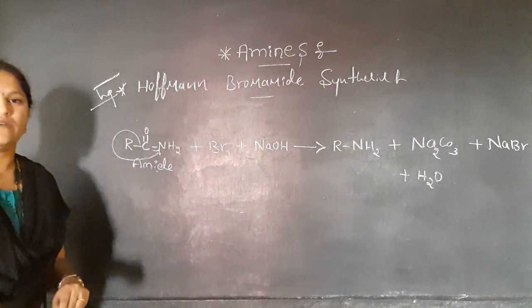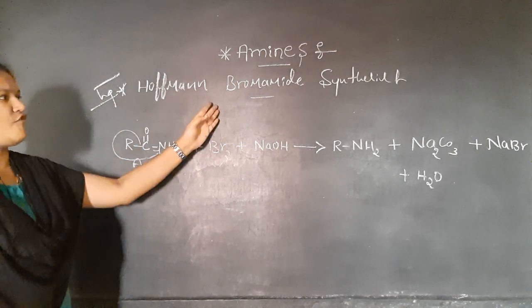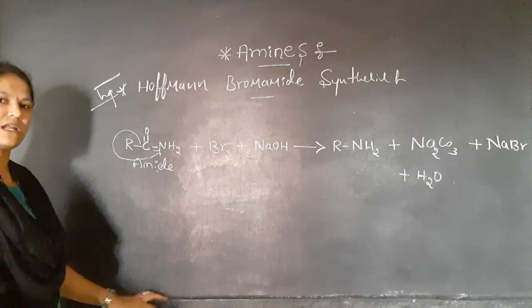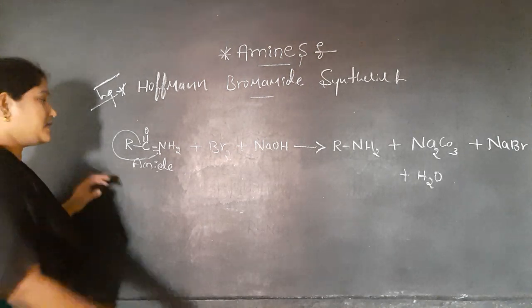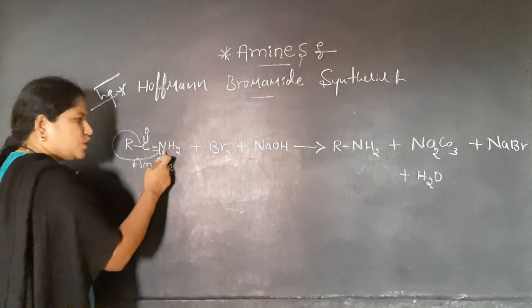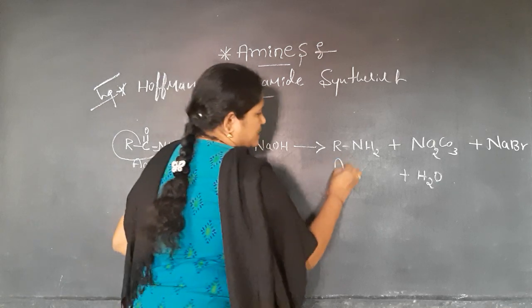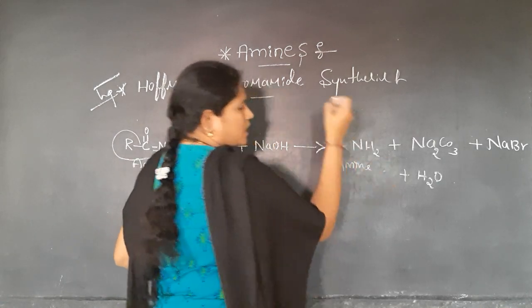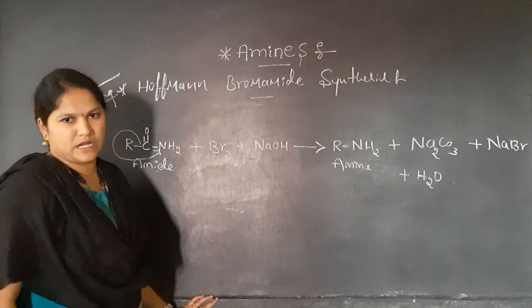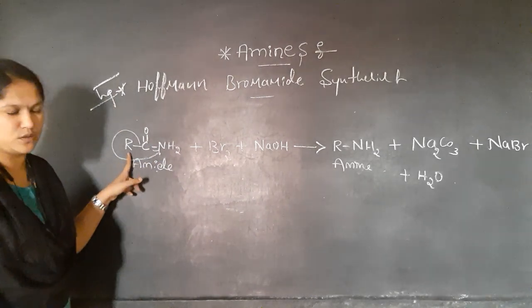So this is how we prepare primary amines from the Hoffmann bromamide synthesis. Secondary and tertiary amines cannot be prepared because there is migration of an alkyl group itself from the carbonyl carbon to the nitrogen. After migration, we get primary amines. We can prepare both aliphatic amines as well as aromatic amines. Here the R group can be an alkyl group or an aryl group.